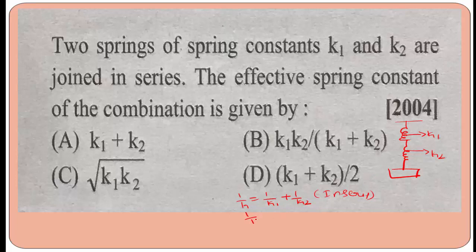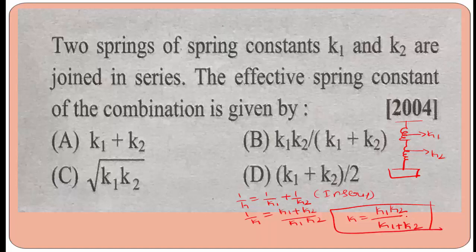Now I can write this equation as 1 by K is equal to (K1 plus K2) divided by (K1 into K2). The effective spring constant K is equal to 1 divided by that, so K is equal to K1 into K2 divided by K1 plus K2. Option B is the right answer.